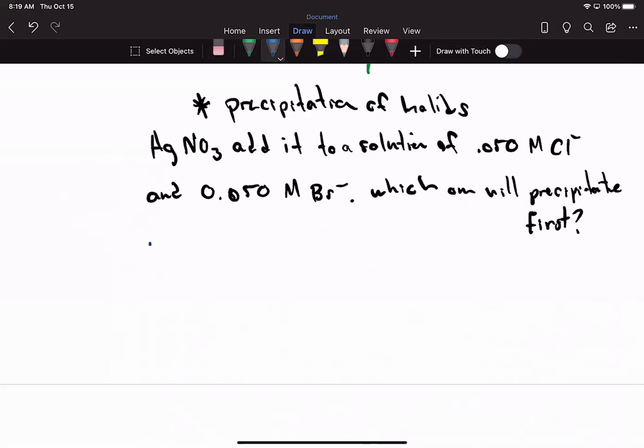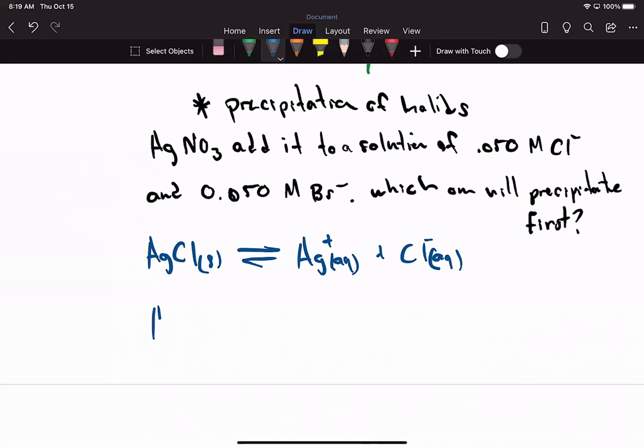So we can look at silver chloride solid, and this is going to be made from some silver ions plus some chloride ions. And then we have some silver bromide as a solid, and that's going to be made from silver ions and some bromide ions.